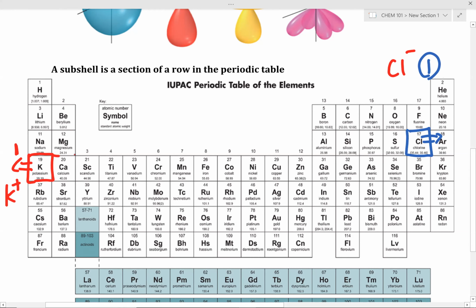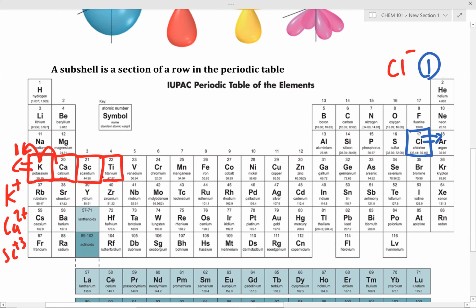Would calcium also work? Yes, but let's be specific. It takes how many spaces? 2. So we need calcium 2+. Would scandium also work? Yes, it would just be scandium +3.